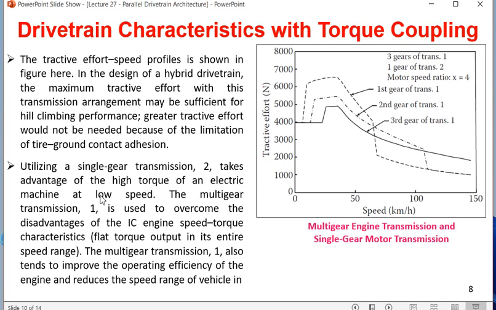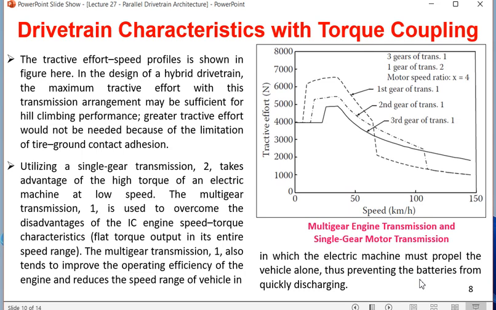So you are finding here multi-gear transmission 1 is used to overcome the disadvantage of IC engine speed torque characteristic, which is actually a flattish characteristic. So multi-gear transmission 1 also tends to improve the operating efficiency of the engine and reduces the speed range of the vehicle in which electrical machine must propel the vehicle alone, thus preventing the battery from quickly discharging.